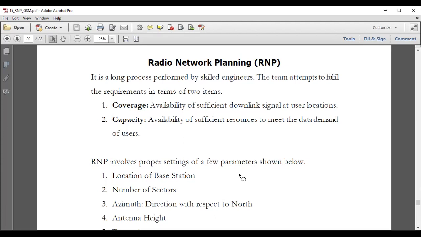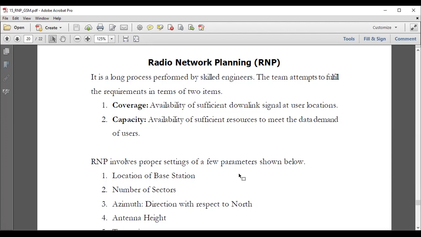First point, focus is coverage, where they try to maintain good signal quality at all the points in the area. Or they try to avoid coverage holes. Some areas have almost no signal, so people there will not find this.